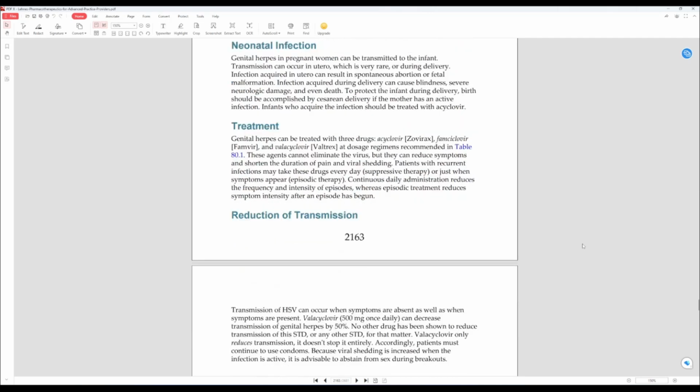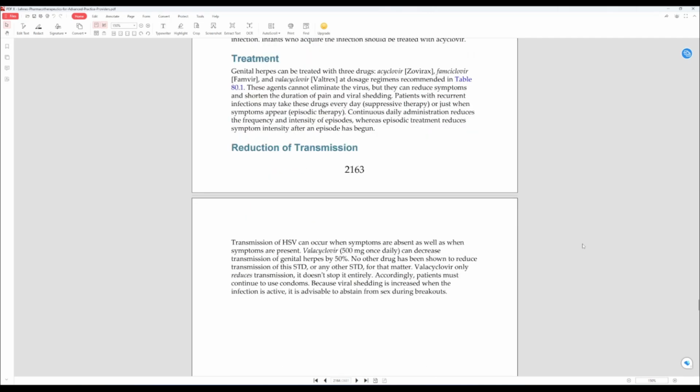Treatment. Genital herpes can be treated with 3 drugs: acyclovir, famciclovir, and valacyclovir, at dosage regimens recommended again in Table 80.1. These agents cannot eliminate the virus, but they can reduce symptoms and shorten the duration of pain and viral shedding. Patients with recurrent infections may take these drugs every day or just when symptoms appear. Continuous daily administration reduces the frequency and intensity of episodes, whereas episodic treatment reduces symptom intensity after an episode has begun.